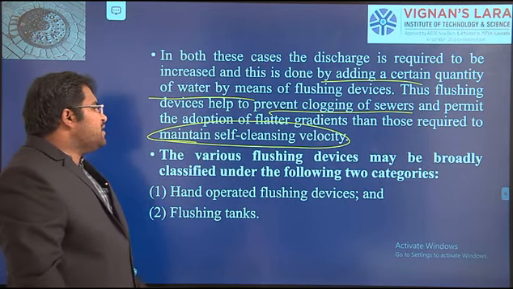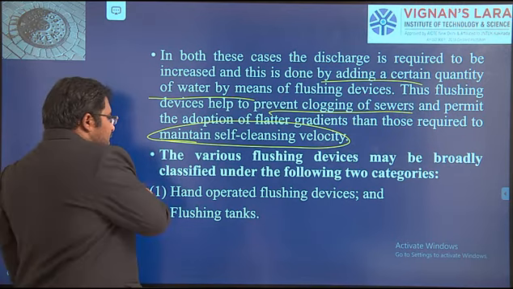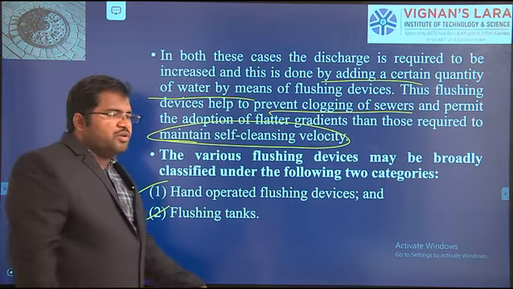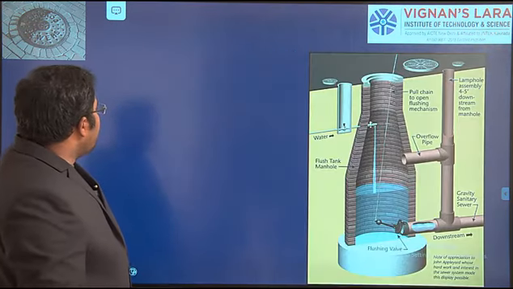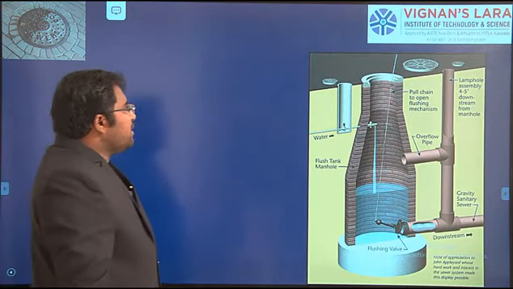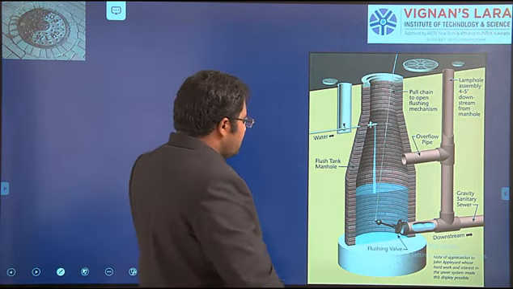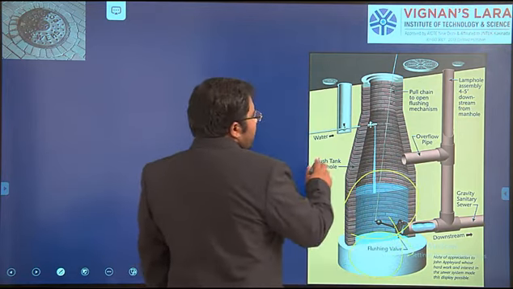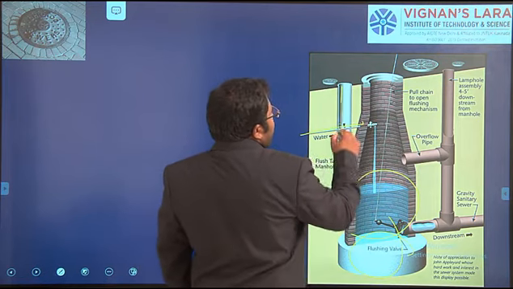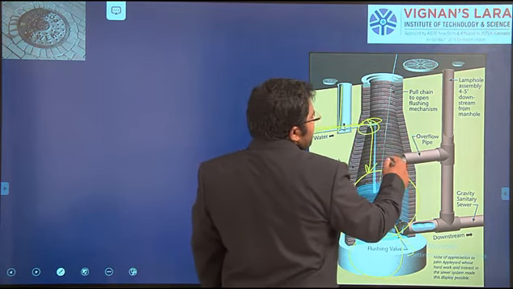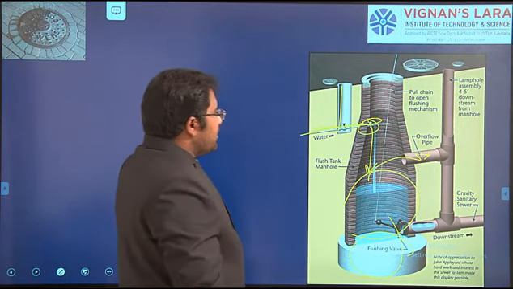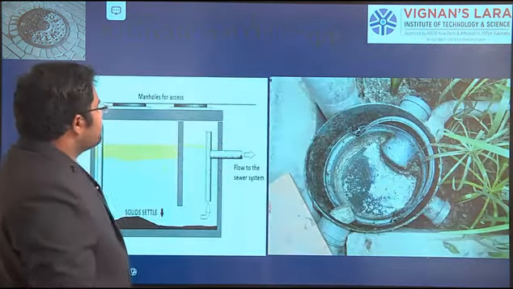The various flushing devices may be broadly classified as hand-operated flush systems and flushing tanks, which can be automatic. We have both hand-operated as well as automatic. Here we can see the picture of this. Here we have water, and here you have a flushing valve. From the water pipeline, water will come here. This is the overflow pipe, and a lamp hole is provided at the base. Okay, next.